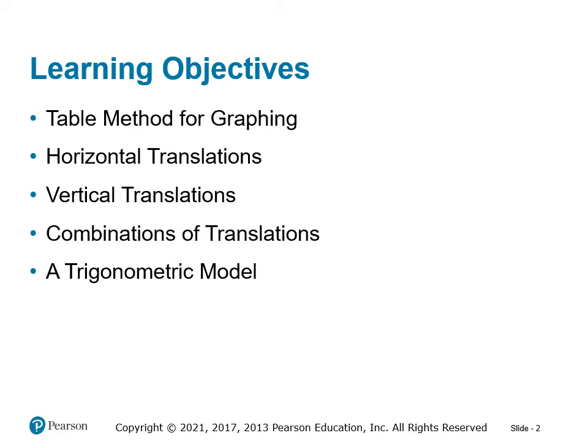So we're going to look at the table method for graphing, and then we're going to add some translations. This is when the graph slides horizontally to the left or right, when the graph slides vertically going up or down, and then when we combine these translations where it goes up and left or down and right, etc.